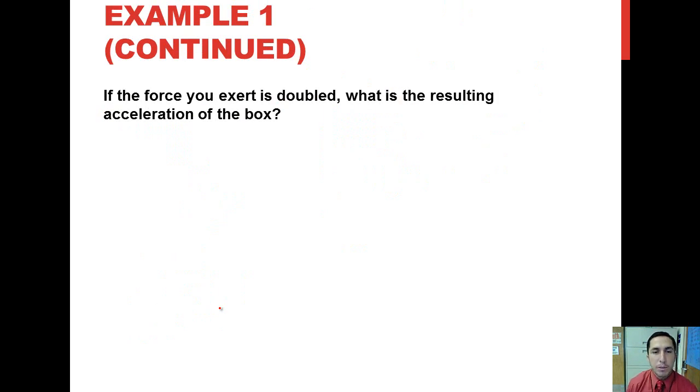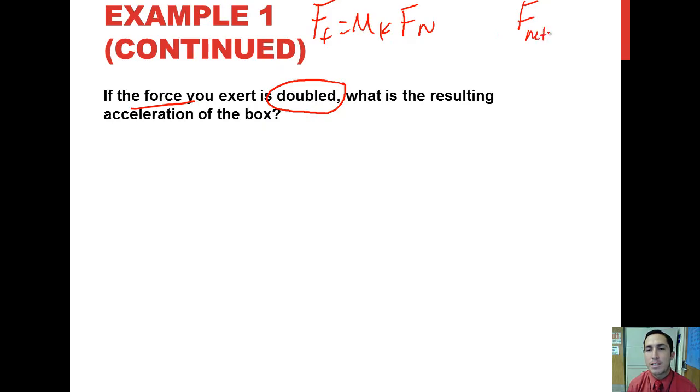Second one. If the force you exert is doubled, yikes. If the force you exert is doubled, what's the resulting acceleration on the box? Well, let's go ahead and write down our two equations. It is friction force is equal to mu k times your normal force. Your other one is F net in the x direction equals mass times acceleration in the x direction. Which one of these has acceleration? Because we're trying to find acceleration. Is acceleration in this one? I don't see it. Is acceleration in this one? Yes, it is. So we're going to use that second one.